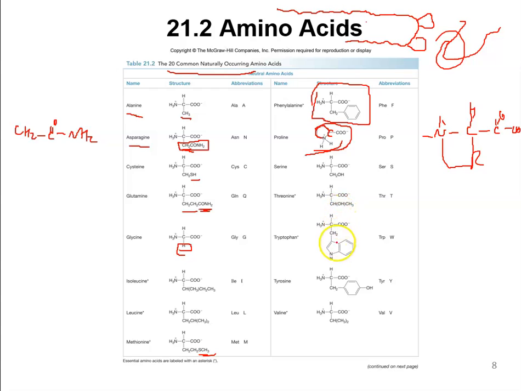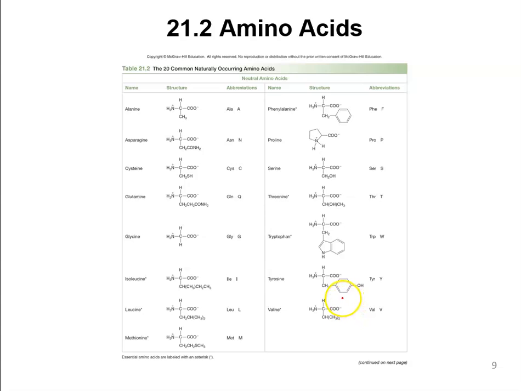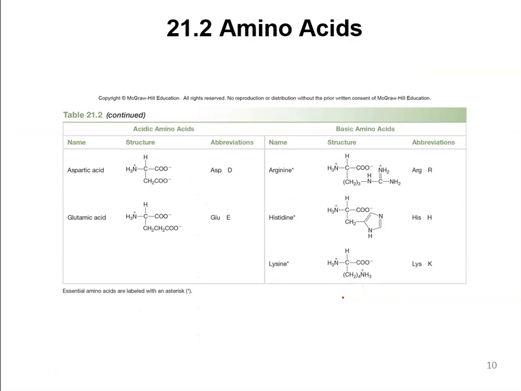Here's serine and threonine. Tryptophan is also a very common one, which is in a lot of muscle. Tyrosine and valine. These are naturally occurring. I don't know what the difference is. Valine, tyrosine. What's the difference? 20 naturally occurring. I don't know what the difference is between these two. I think it's the same chart.